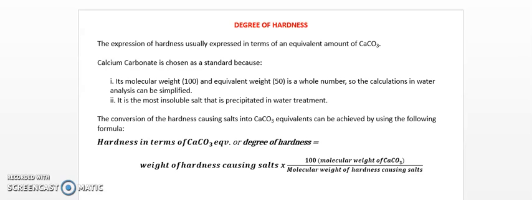Now the conversion of hardness causing salts into calcium carbonate equivalents can be calculated by using the following formula. Hardness in terms of calcium carbonate equivalent, or the degree of hardness, equals the weight of hardness causing salt multiplied by 100, that is the molecular weight of calcium carbonate, divided by the molecular weight of the hardness causing salt.